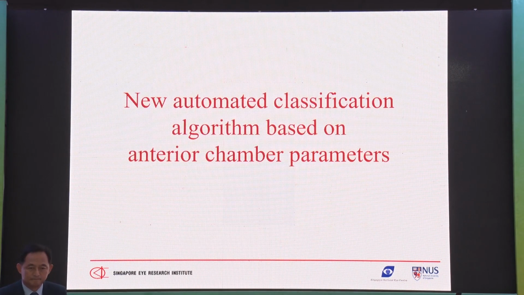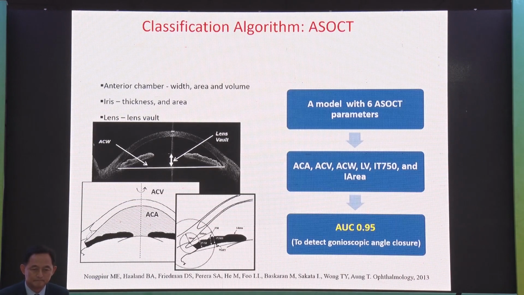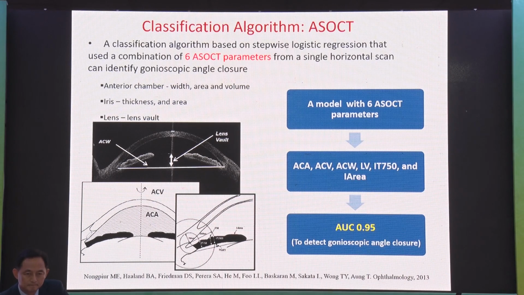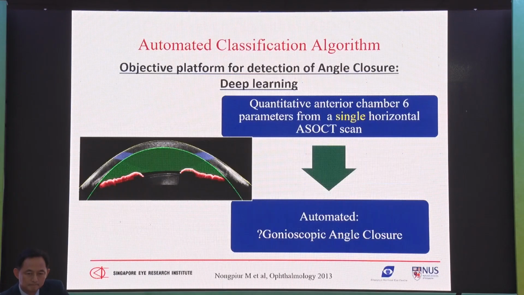So we brought this forward and tried to develop an algorithm to look at various measurements to see if you make all these measurements, can it improve your diagnosis of angle closure compared to gonioscopy? And we found that you can do it with an AUC of 0.95. So this could be potentially useful as well, from 6 anterior segment OCT parameters.